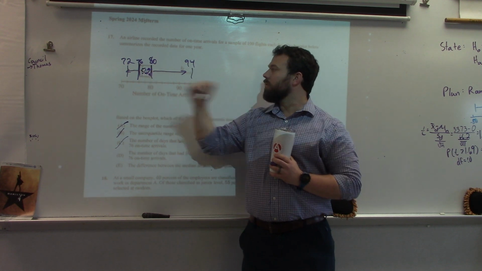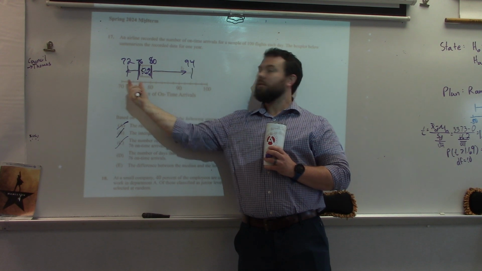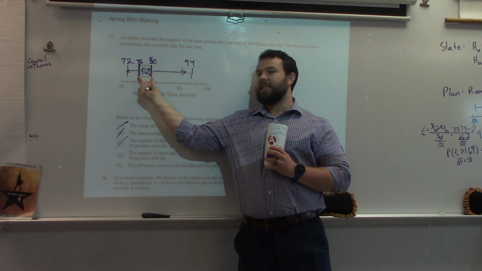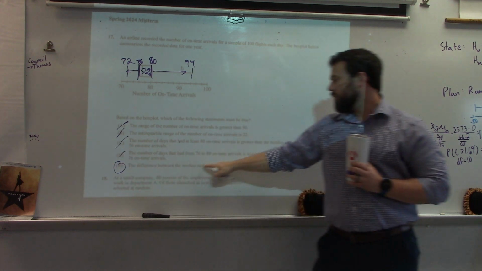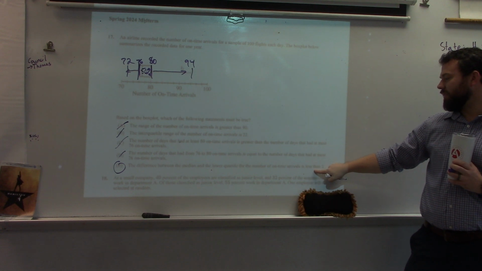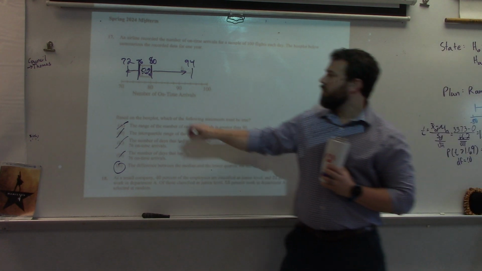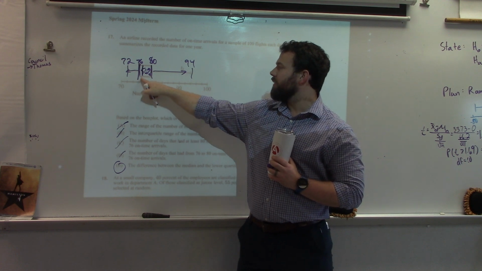50. So they're banking on you saying, hey, that's the same length or range here, but that's not what matters. 50% of my data is here, only 25% is here. So we're down to E. The difference between the median and the lower quartile for the number of on-time flights is less than 2. See how that is only 1, right? From 76 to 77.